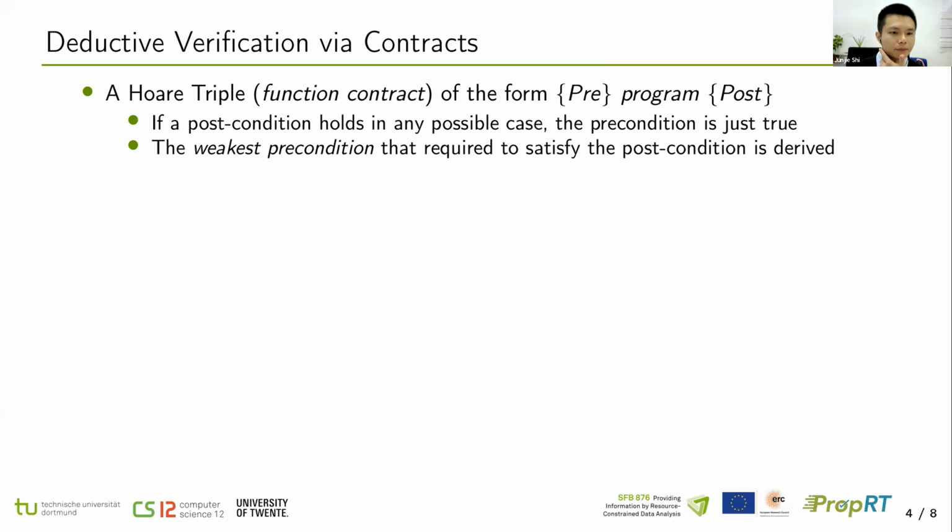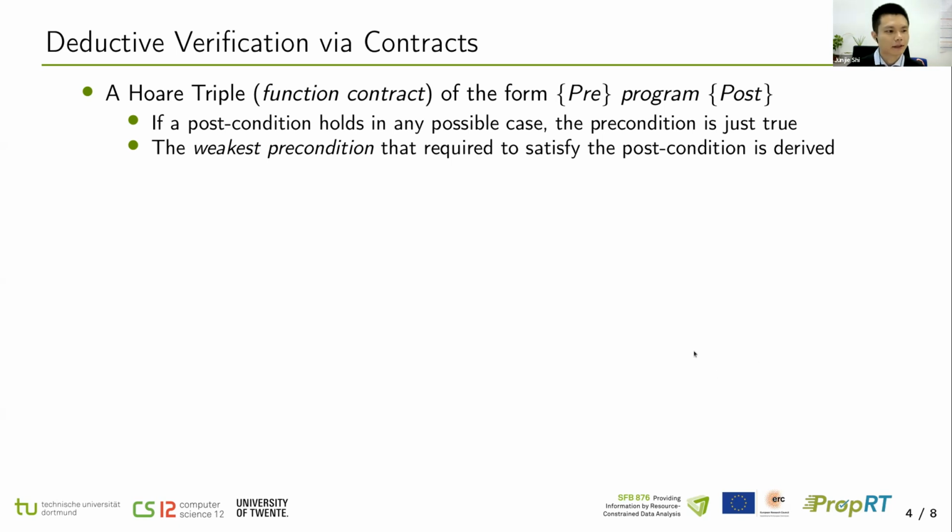So the formal description of a protocol is based on abstracting from operating systems or hardware-specific details. To specify a certain property of a program, a Hoare triple of the form precondition, program, postcondition is formulated, where the postcondition post holds if the program is executed with fulfilled precondition pre. If a postcondition is supposed to hold in any possible case, the precondition is just true. To check such a property against a program, its weakest precondition WP that is required to satisfy the postcondition is derived. If the defined precondition pre implies the derived WP, the property is proven to hold for the analyzed program.